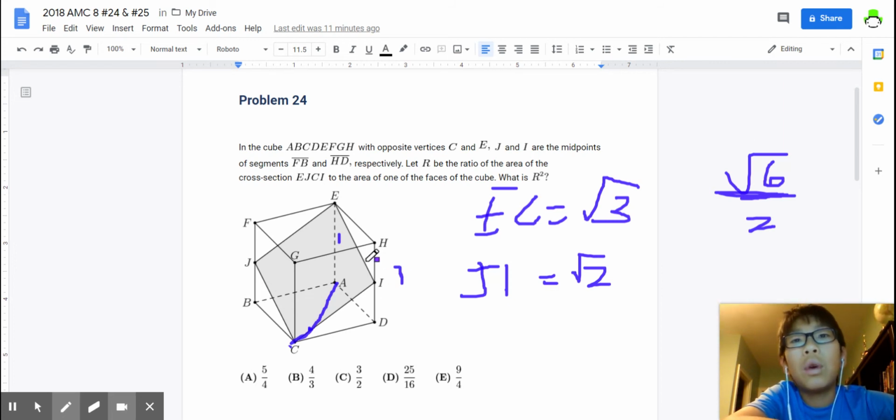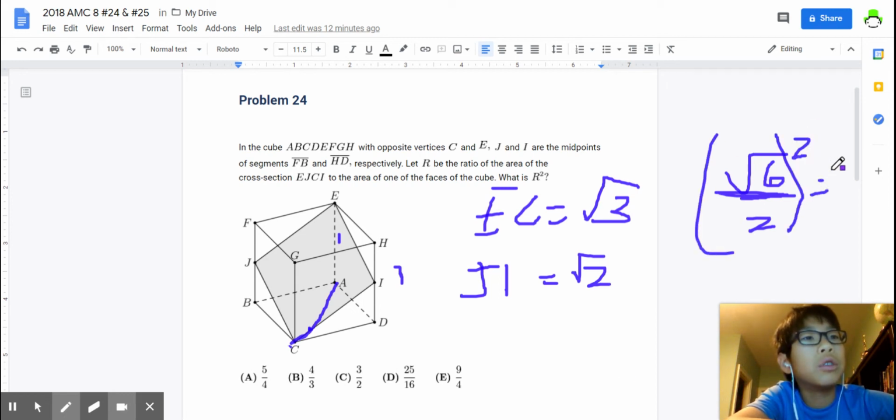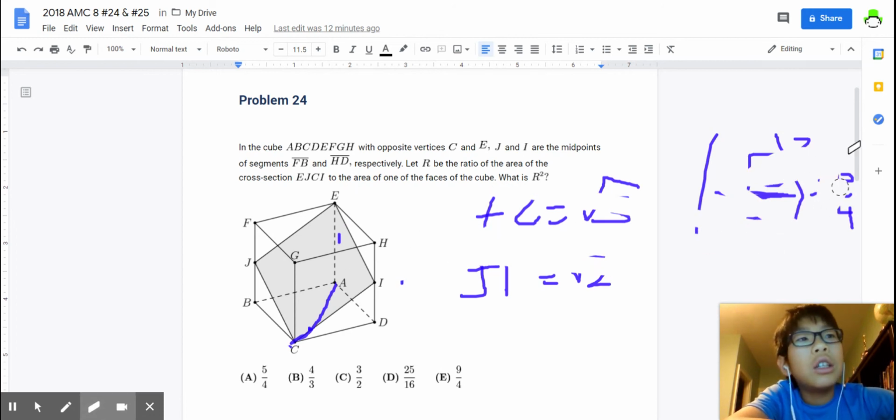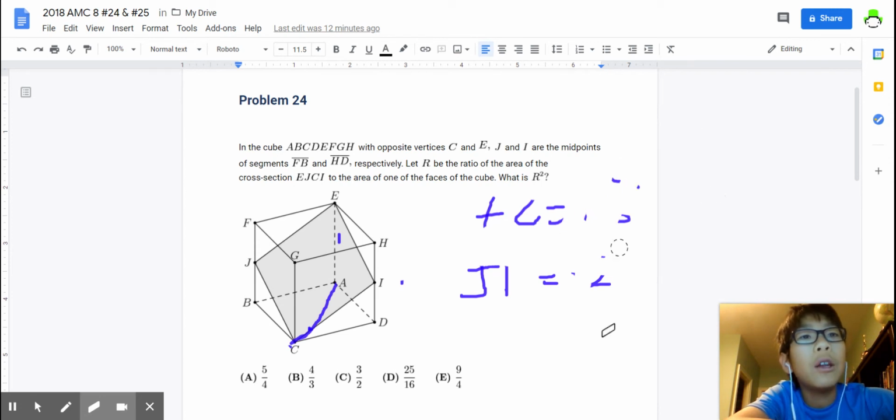And now since one side of the cube is 1, the area of a face is 1 times 1. So it's square root 6 over 2 to 1, which is just square root 6 over 2. So now square root 6 over 2 squared equals 6 over 4, giving you 3 over 2. So that's the first question. Well, that's problem 24. And now we're going to move on to problem 25.